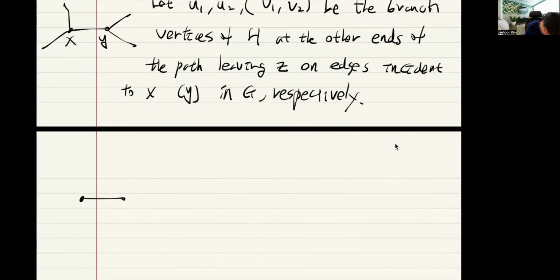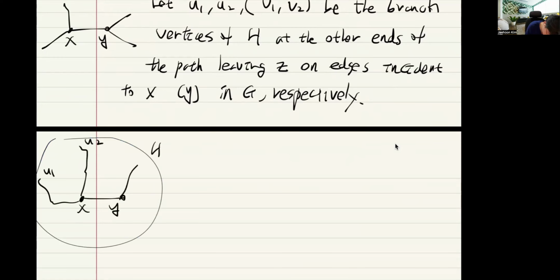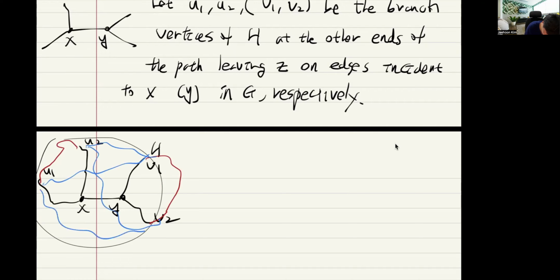Then what we have? This H, now you have X and Y, and somehow it goes to U1, U2, somehow it goes to B1, B2, and there are paths between these and these, and these and these, and these and these. I have drawn it this way so that you might think that there is a crossing, but these are drawn without crossing.